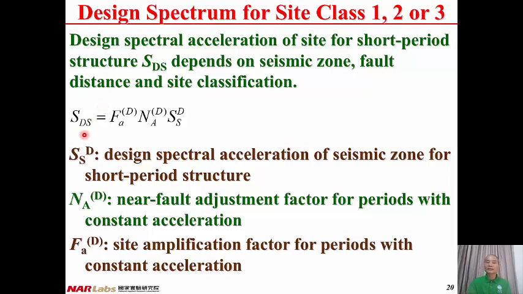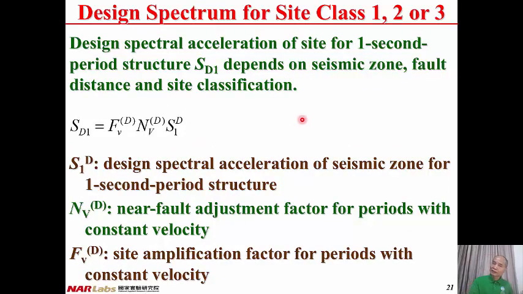Therefore, SDS is the product of SsD, NAD, and FAD. SsD here is the design spectral acceleration of the seismic zone for short period structure, and it depends on where the site is located. NAD is the near fault adjustment factor for periods with constant acceleration. It depends on the distance of the site away from the active fault. And FAD is the site amplification factor for periods with constant acceleration, and it depends on whether the site is soft or hard.